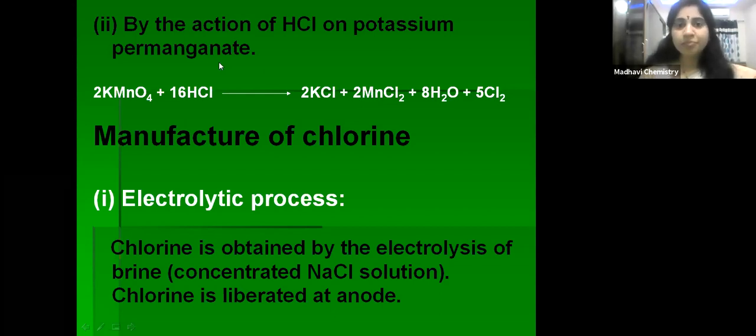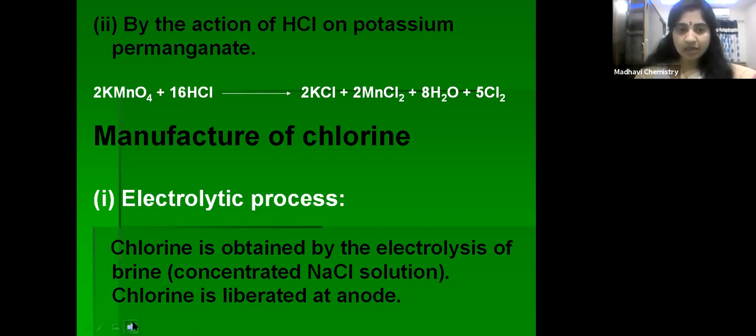Now let's see the industrial method for the preparation of chlorine, children. This is also very important from your examination point of view, manufacture of chlorine. The first method is the electrolytic process. In the electrolytic process, chlorine gas can be prepared by the electrolysis of brine solution. What is a brine solution? It is a concentrated sodium chloride solution. When concentrated sodium chloride solution is subjected to electrolysis, chlorine is liberated at the anode.